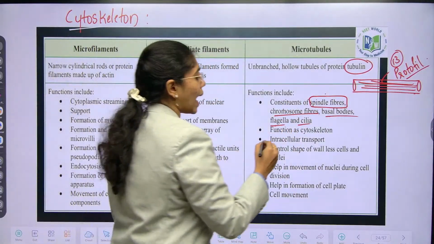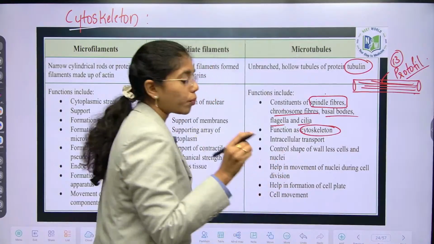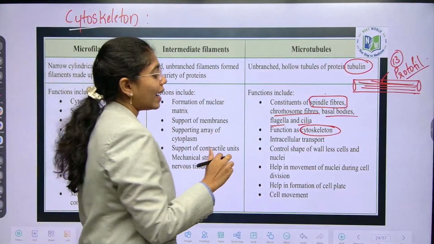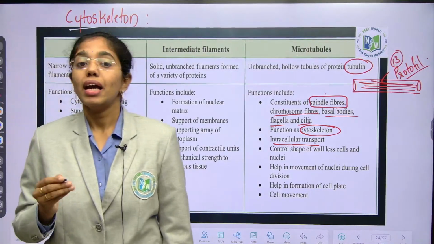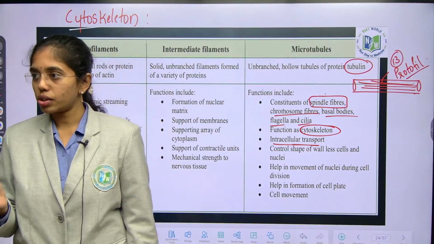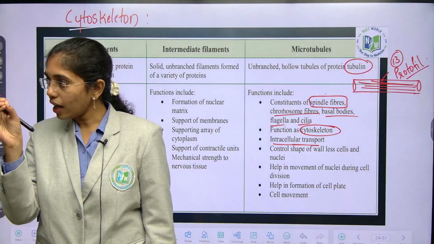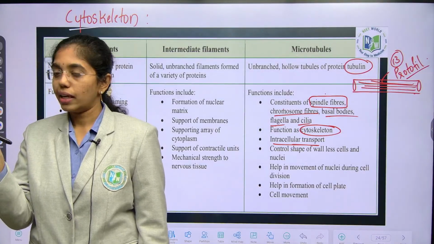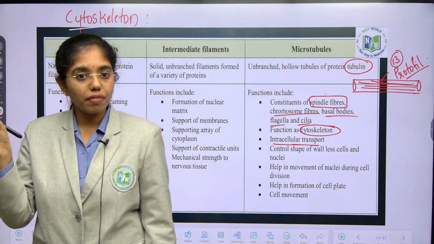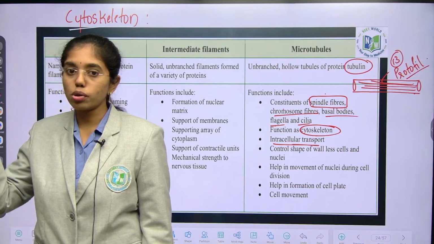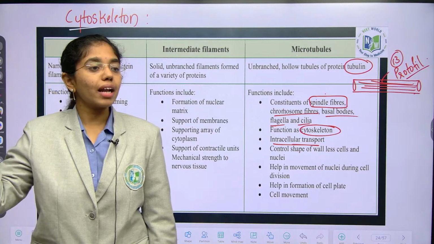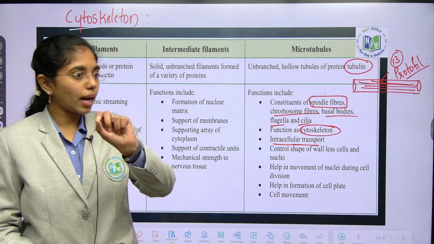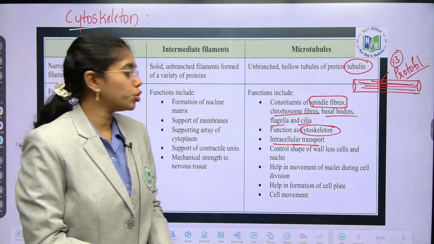They also function as cytoskeleton, giving proper structure to the cell, and in intracellular transport. Why is intracellular transport required? Yesterday we learnt the endomembrane system, where the targets from ER should be passed to Golgi. From Golgi, vesicles should be passed to the lysosomes, vacuoles, and to the plasma membrane. To many intracellular targets, they are transported via microtubules.